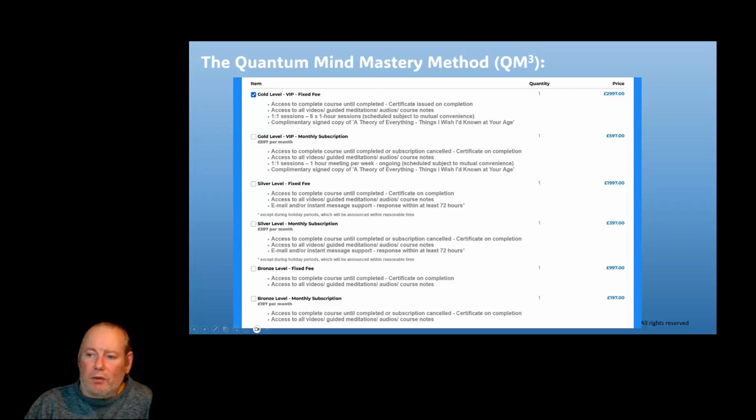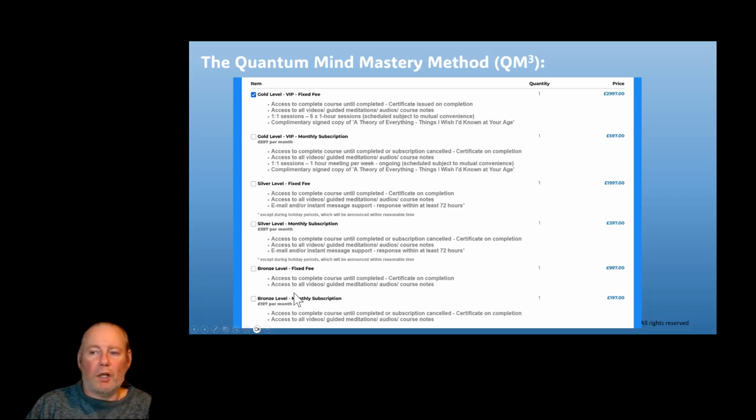The entry level is 197 a month, which is bronze level, or a fixed fee of 997. The reason I'm giving those options is because some people might not be sure whether they're actually going to like it or not, so they can essentially have a taster. On the monthly subscription, they can cancel at any time. I'm personally not going to sell anyone anything that I don't think they're going to get absolute value from, but it gives a bit of a guarantee and a bit of security. I've done that for both the silver and the gold level.